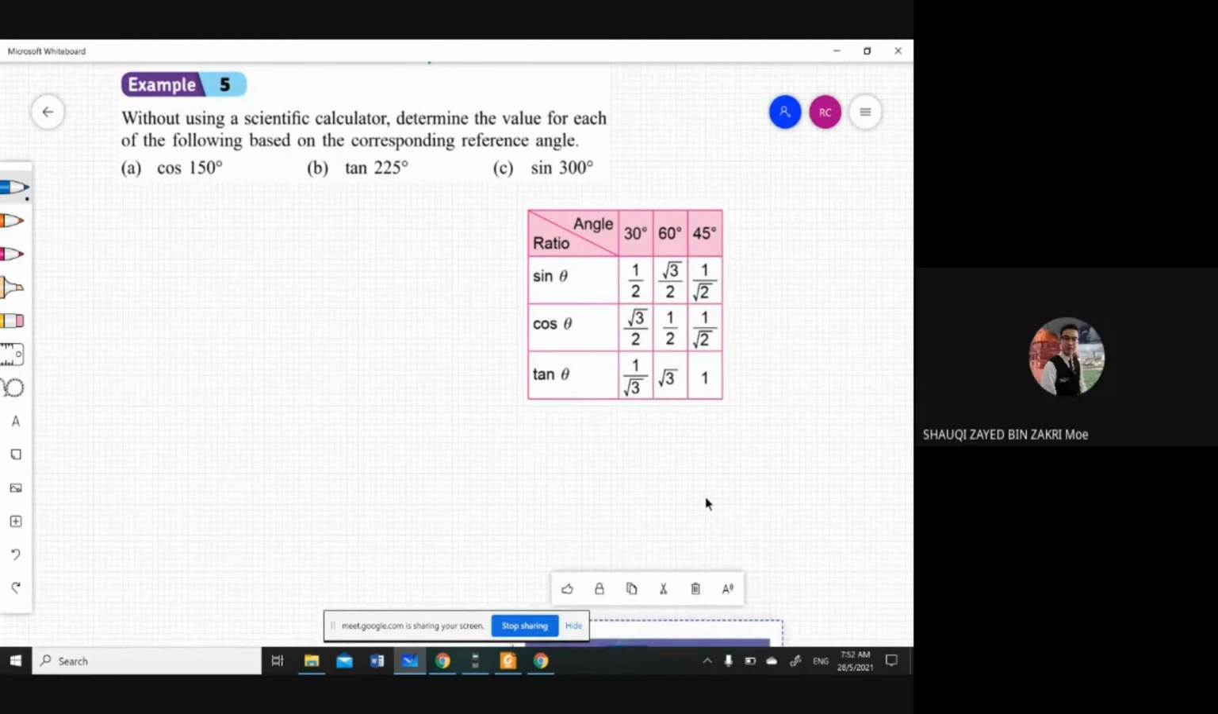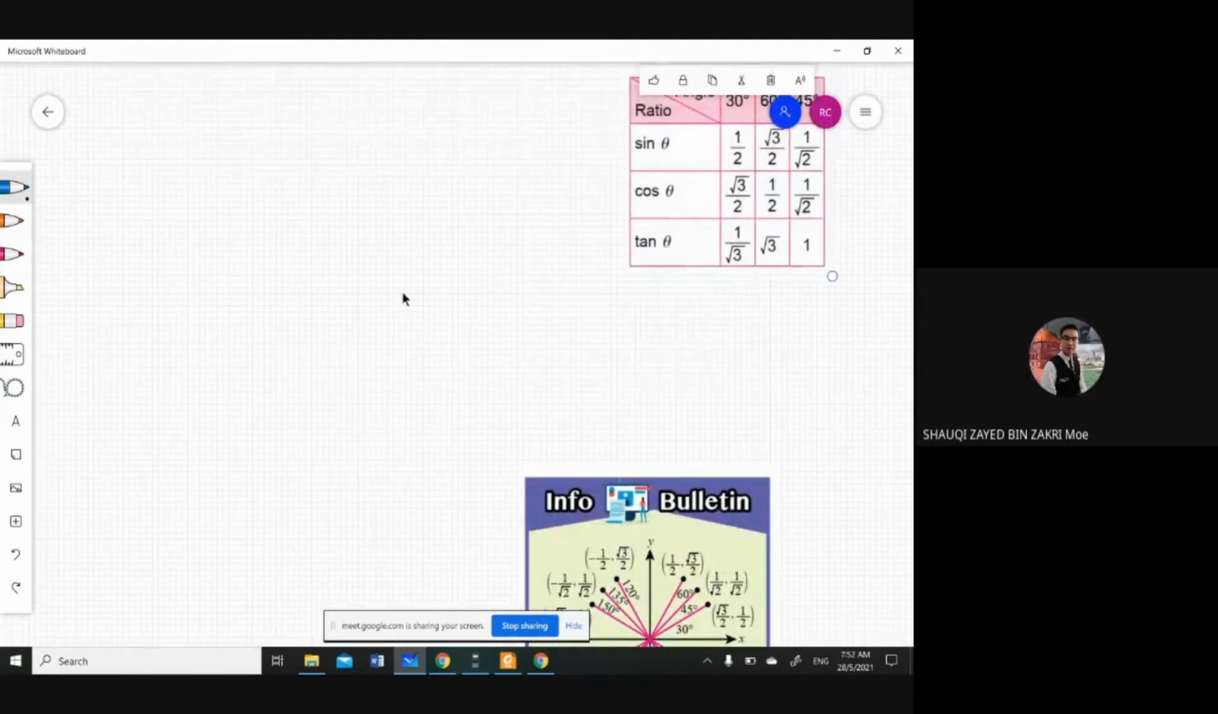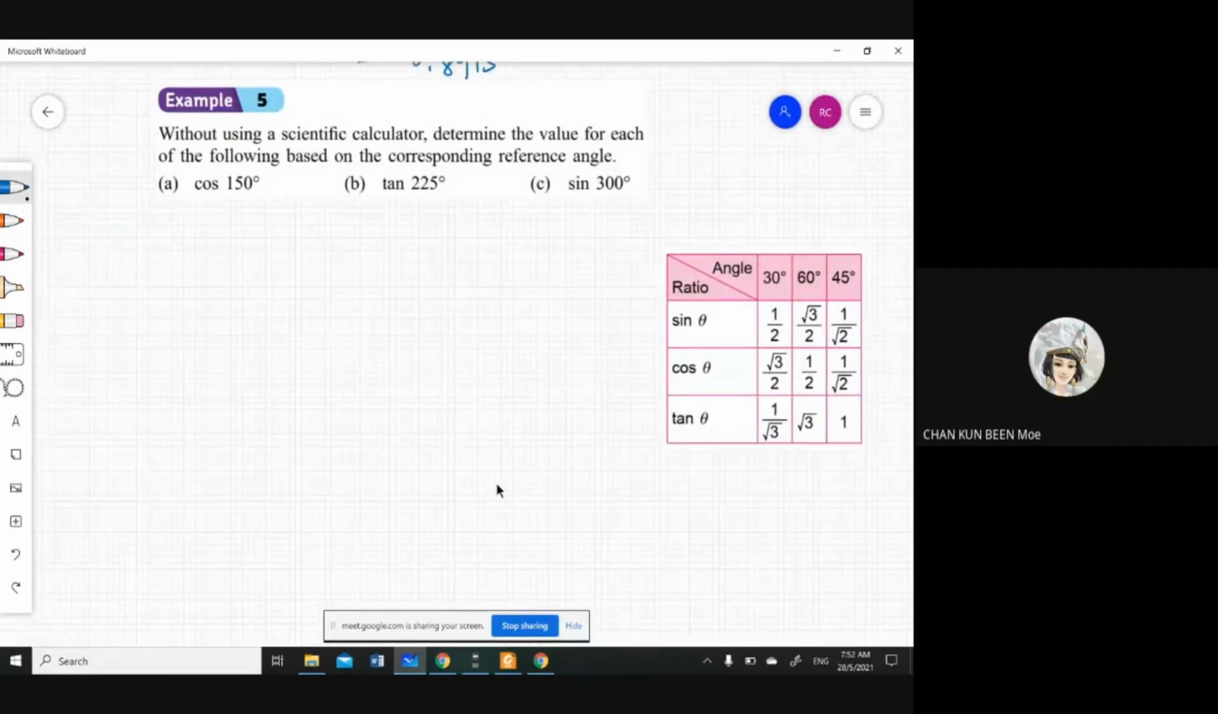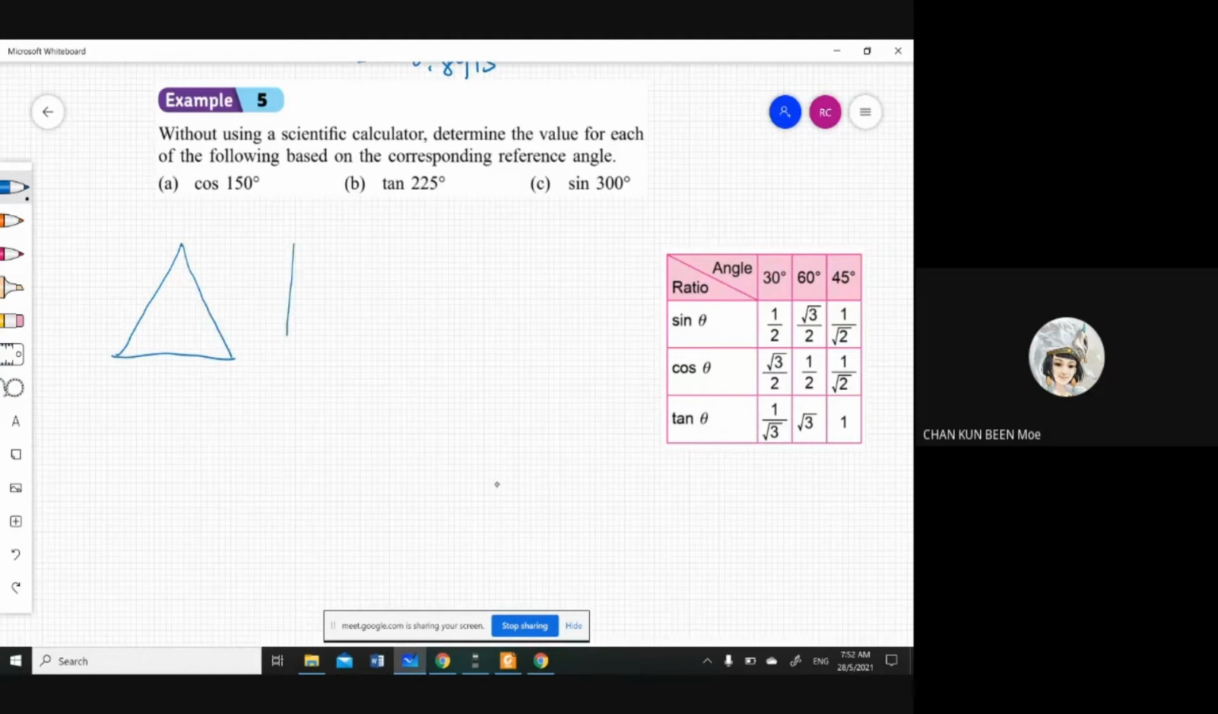The triangle. How many types of triangle did we use? 2. 2 types. What are they? Do you still remember? Equilateral. And? And one more I forgot. Okay, one is equilateral triangle. One is isosceles triangle. Equilateral means all the sides are the same. Isosceles means 2 sides are the same with the 90 degree over here.